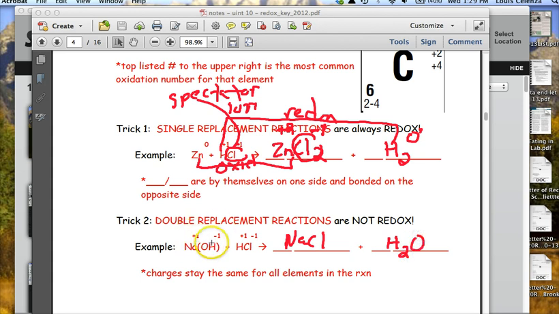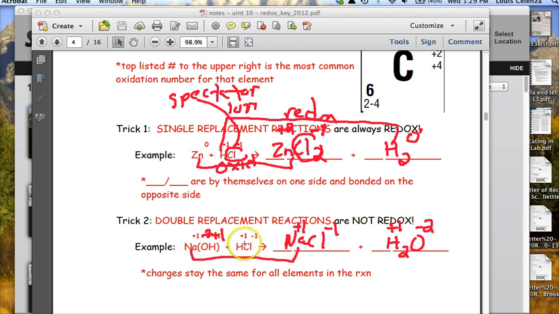And it's already given you the oxidation numbers here. Now the problem you have here is that OH, they gave you the oxidation number for the OH together, but we know that oxygen's a -2 and hydrogen's a +1, so we're going to do that. Sodium is in group 1, it's a +1, chlorine's a -1, hydrogen's a +1, oxygen's a -2. So let's go through and say, well, the sodium started out as a +1, it stayed a +1.